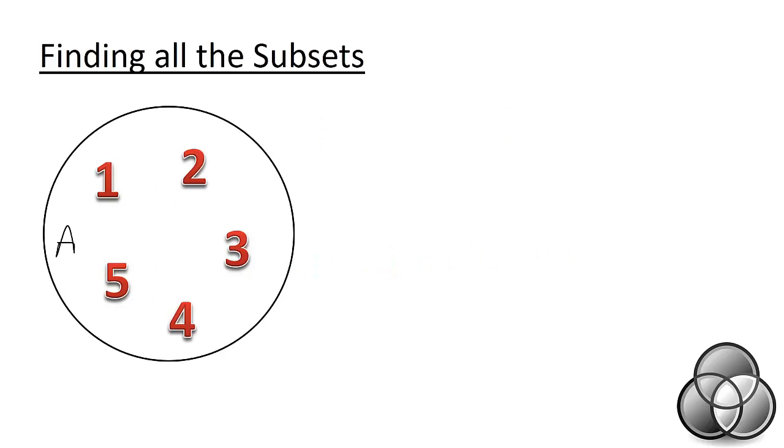Take a look at set A again. What we're going to do next is try to find all of the subsets of A. I'll help you out with the first two. The set containing the number 1 is a subset of A because all of the elements in this set are also in A. The set containing the numbers 1 and 2 is also a subset of A because 1 and 2 are inside of A. Take a moment and pause the video and see if you can find the rest of the subsets of A.